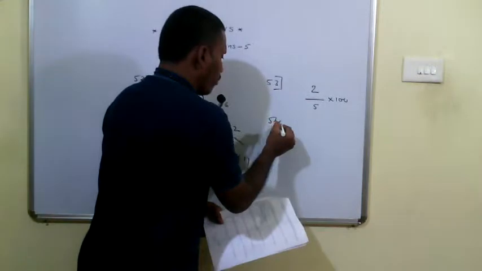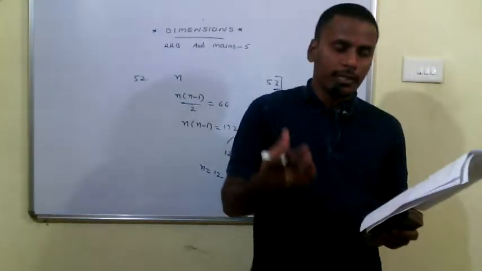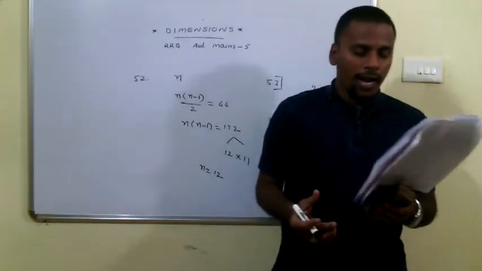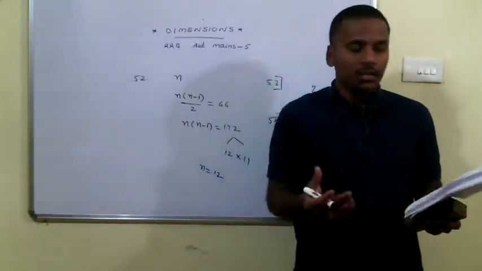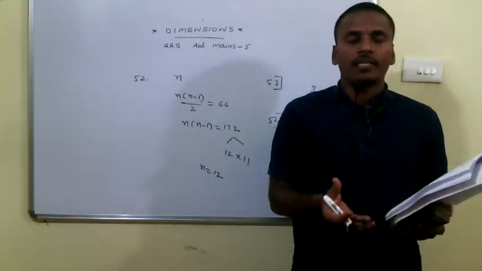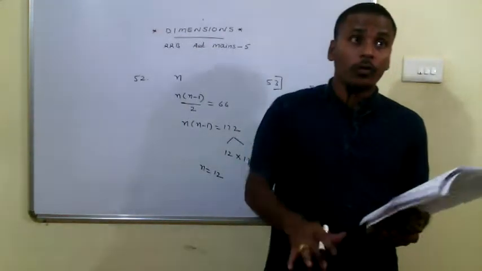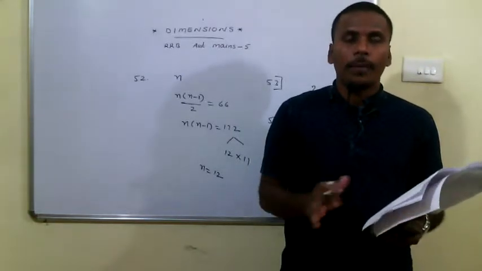Then coming to the 54th problem. If the price of potato falls by 20%, by what percentage can a man increase his consumption of potato so that his expenses on potato remain the same? Since the price is reduced by 20%, we need to increase the consumption so that the expenditure remains fixed.